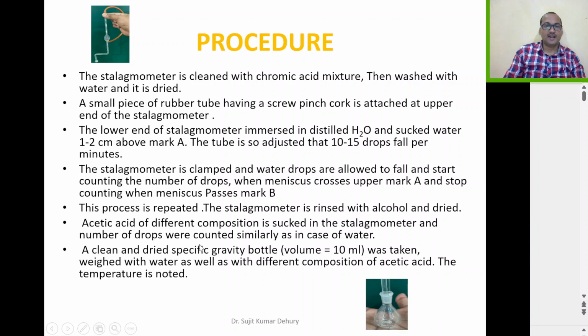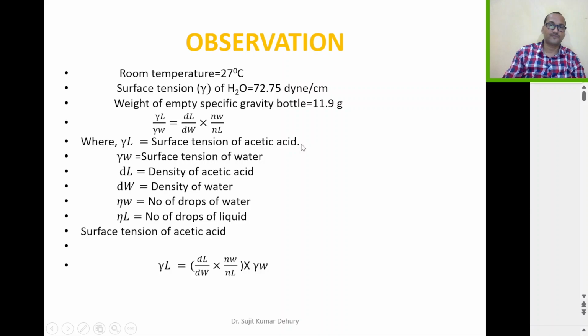Then a clean and dried specific gravity bottle is taken. This is the specific gravity bottle, how it looks, whose volume is 10 ml. It is weighed with water as well as different compositions of acetic acid, and the temperature is also noted. So this is the procedure, a very simple experiment but time taking.